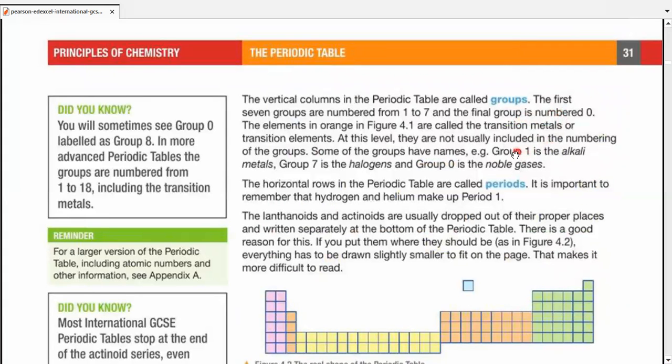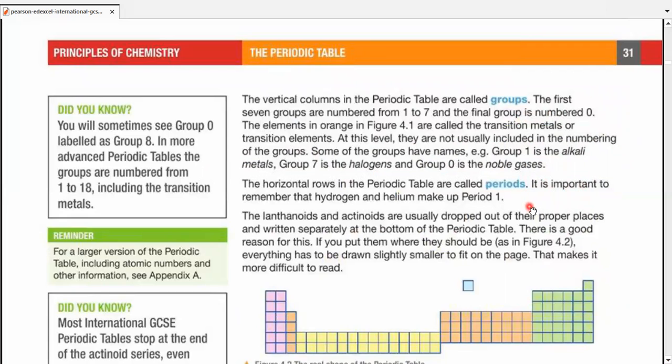Transition elements are transition metals. At this level, they are usually not included in the numbering of groups. Some of the groups have names. For example, group 1 is alkali metals, group 7 is halogens, and group 0 is noble gases. Let me tell you, all 3 of these groups are considered in much more detail in your course. So that's why they are naming them.